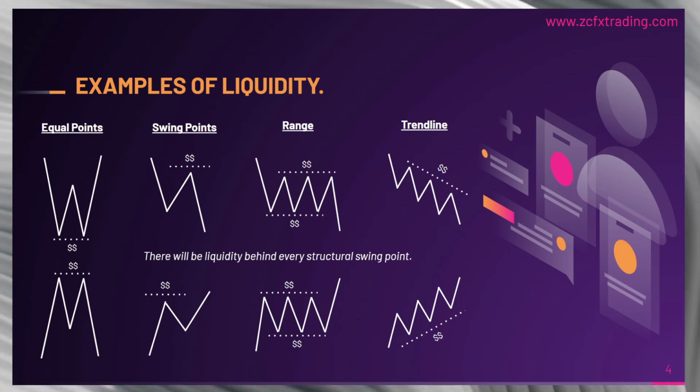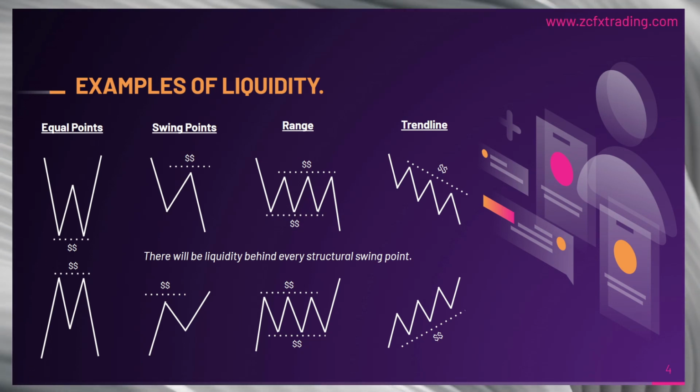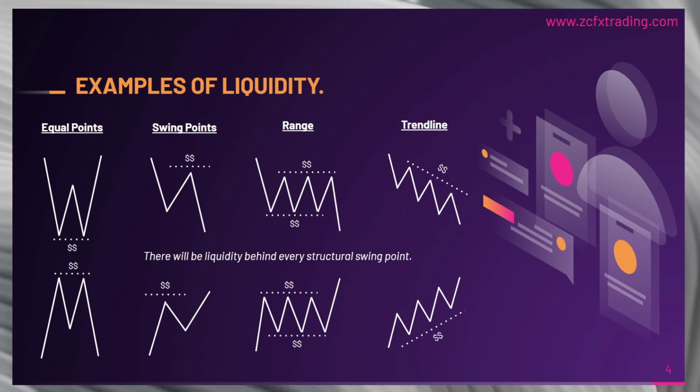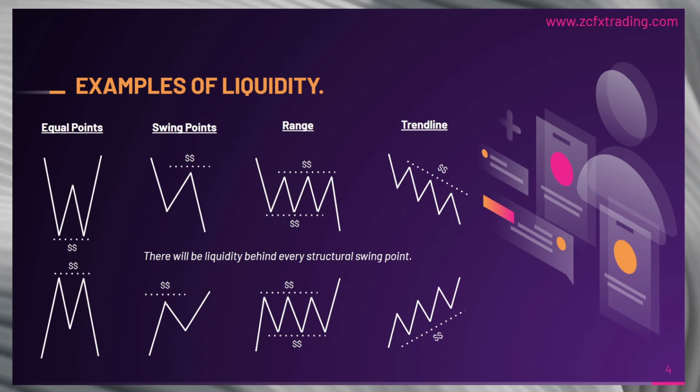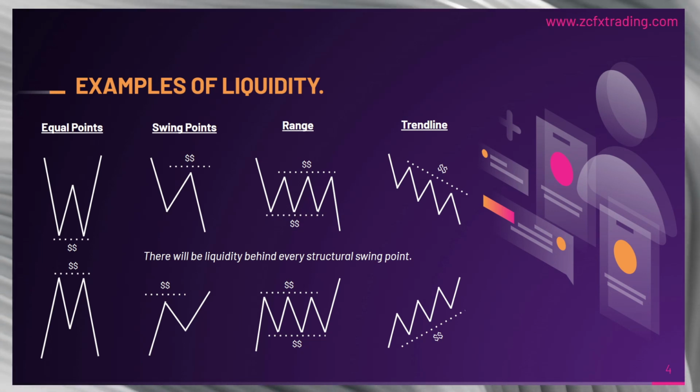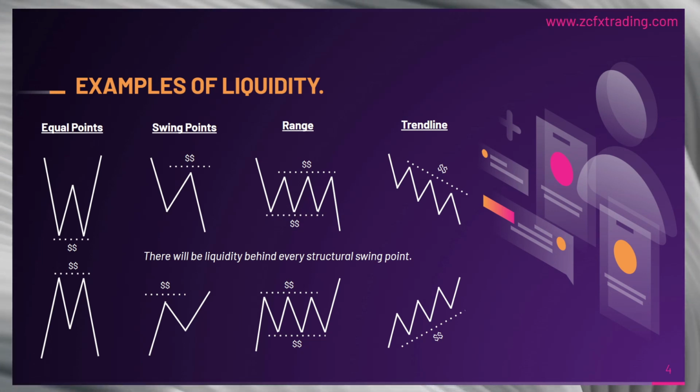Okay. Next up is range. As you can see, we've got support and resistance levels. If price is ranging, it's essentially just gathering a bunch of liquidity waiting to be collected. And what are we taught to do? We're taught to buy from support, sell from resistance.